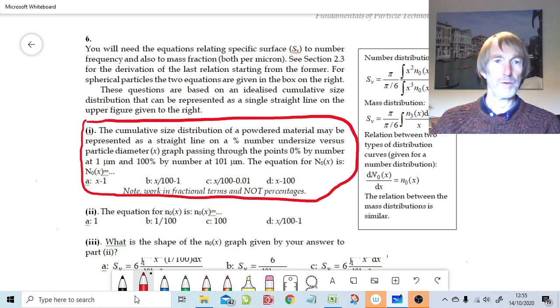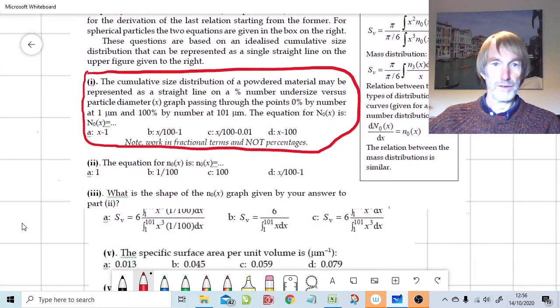In part 1 of the question it talks about having a cumulative size distribution, powdered material that may be represented as a straight line on a percentage number undersize versus particle diameter graph passing through the points 0% by number at 1 micron and 100% by number at 101 microns. Then there are 4 options for what the equation for n0x is. So by inspection of the graph, the intention is to come up with the correct value for that equation in part 1.